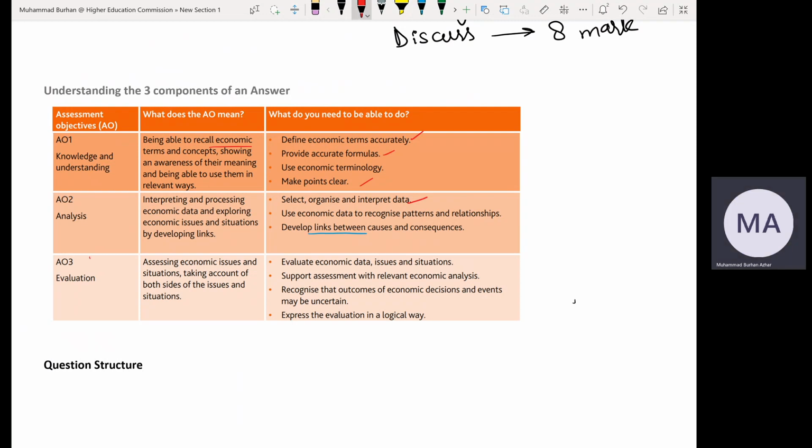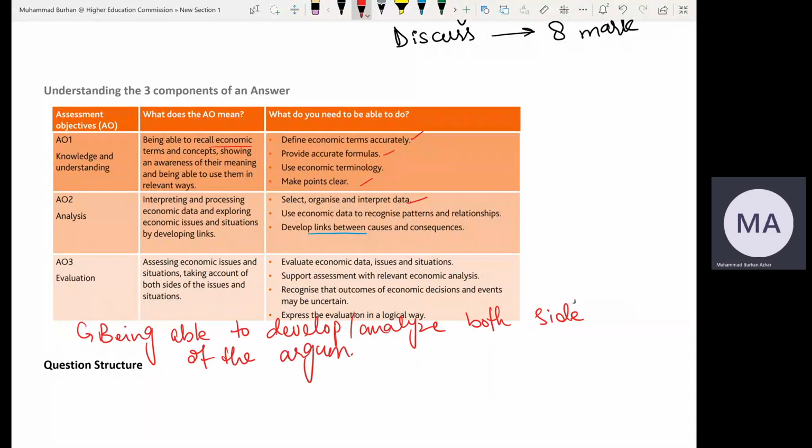And finally, we come to our third component, which is the evaluation. Evaluation is basically being able to analyze both sides of the argument in a logical way. Both sides of the argument. ठीक है? So that is basically what evaluation is all about. And थोड़ा आगे जाके we'll see के किस तरह we have to evaluate and किस तरह we can do that. ठीक है? So let's move on.